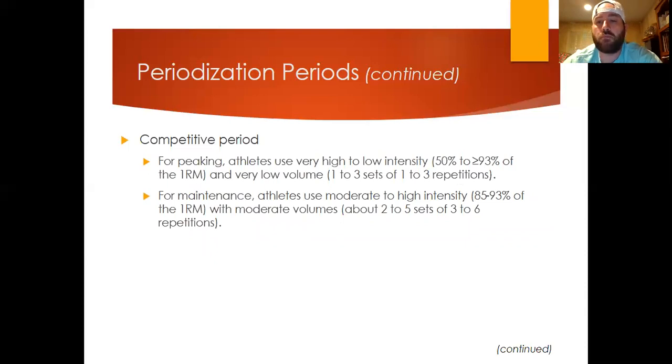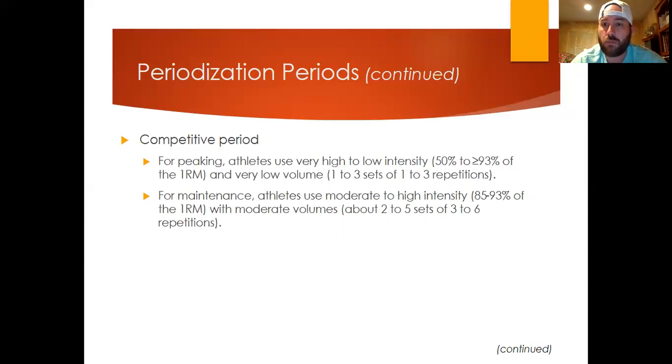Then we move into what we call our competitive phase. This is for peaking. Athletes usually use very high intensity and very low volume, meaning that there's not a lot going on, but the intensity that they work at is at a higher level. And typically during competitive phases, we're looking more along the lines of maintenance. Athletes use moderate to high intensity with moderate volumes. If you're looking at athletes that are trying to peak at different times, maybe for track, those individuals are trying to peak at different points.